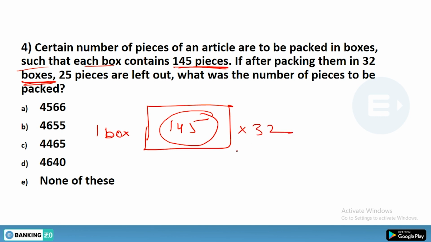You will multiply it with 32. 25 pieces are left out. What was the number of pieces to be packed? So basically they are asking about the number of pieces.